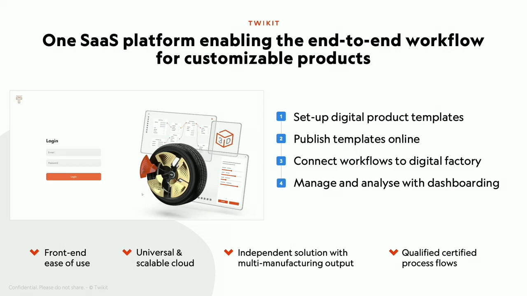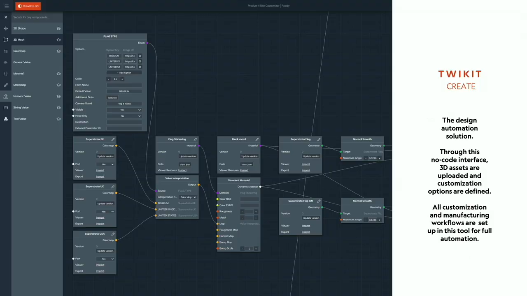And really at the core of our software engine, we have Twikit Create, and that's really the power of design automation. So it's a low-code, node-based software system where brands really define the blueprint for customization. This is where you define the possibilities and limitations for personalization. What kind of artworks, patterns, textures, what kind of biometric data is possible.